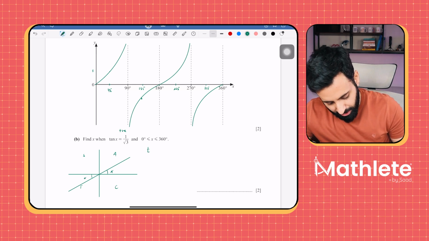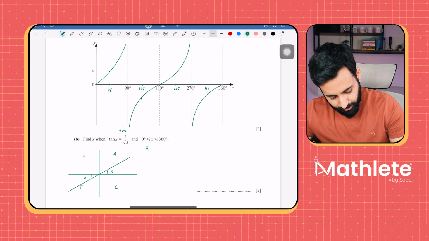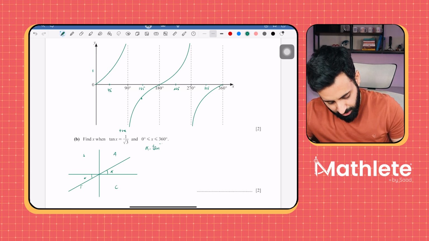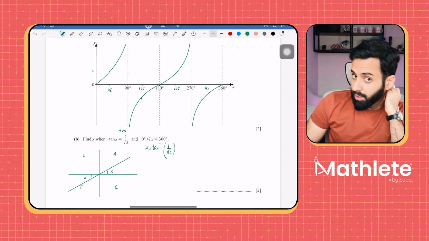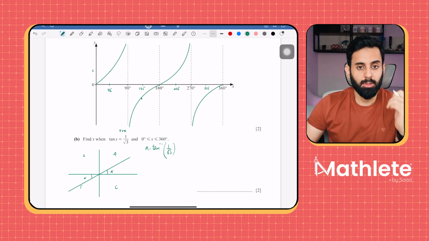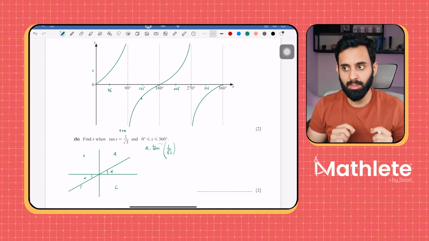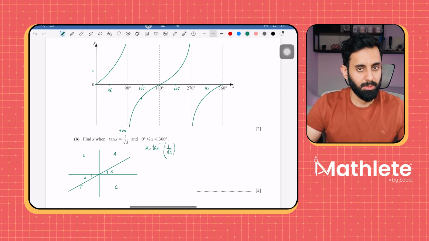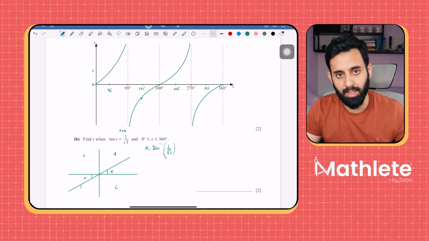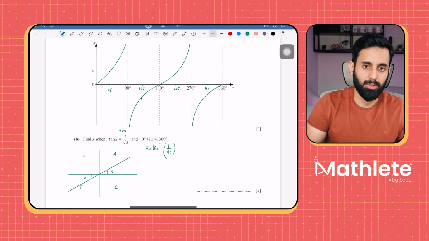So alpha would be equal to tan inverse of 1 upon root 3. Now here's the thing, you can use your calculator, but like I said, this could potentially be a non-calculator question. Why? Because you're supposed to remember the value of tan 30, which is equal to 1 upon root 3. So that means if you're taking tan inverse of 1 upon root 3, it's going to be equal to 30.